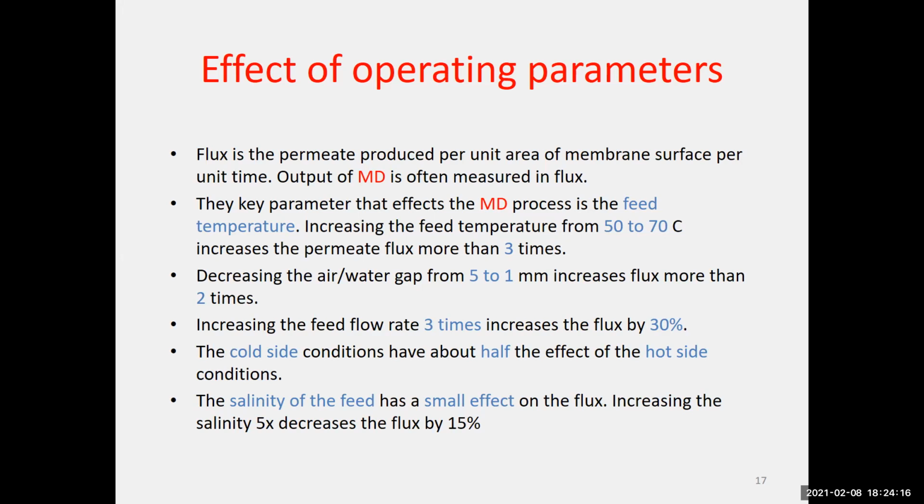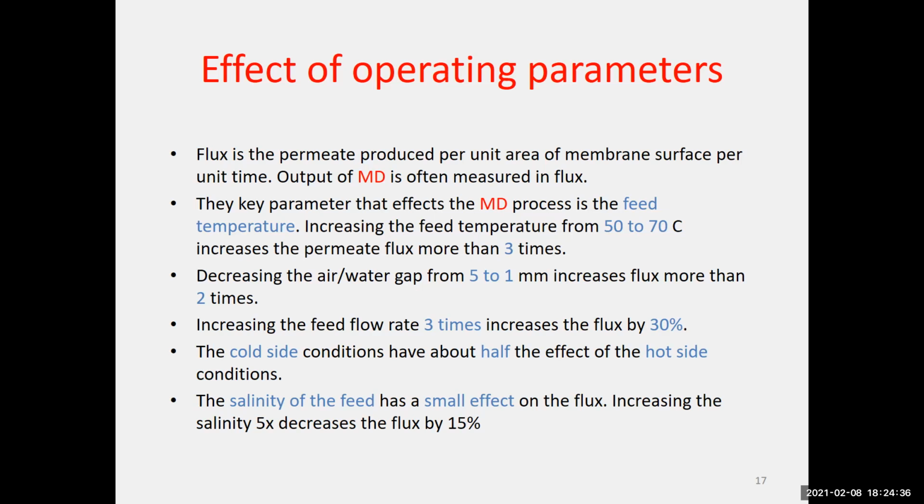Increasing the feed flow rate increases the flux. But you see here, the effect of the feed flow rate is less than the effect of the hot side temperature. Here we have tripled the flow rate of the hot side, yet only 30% improvement in the productivity occurs.